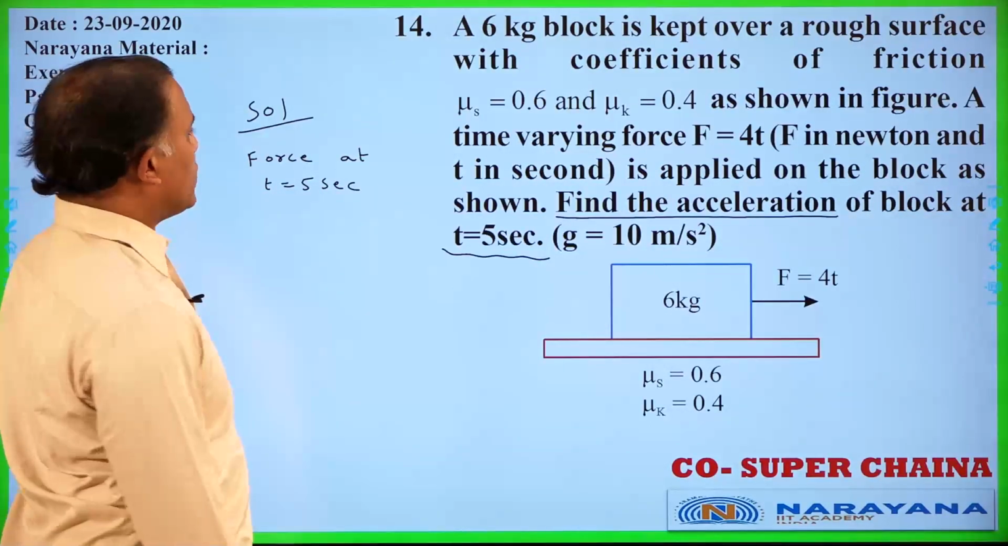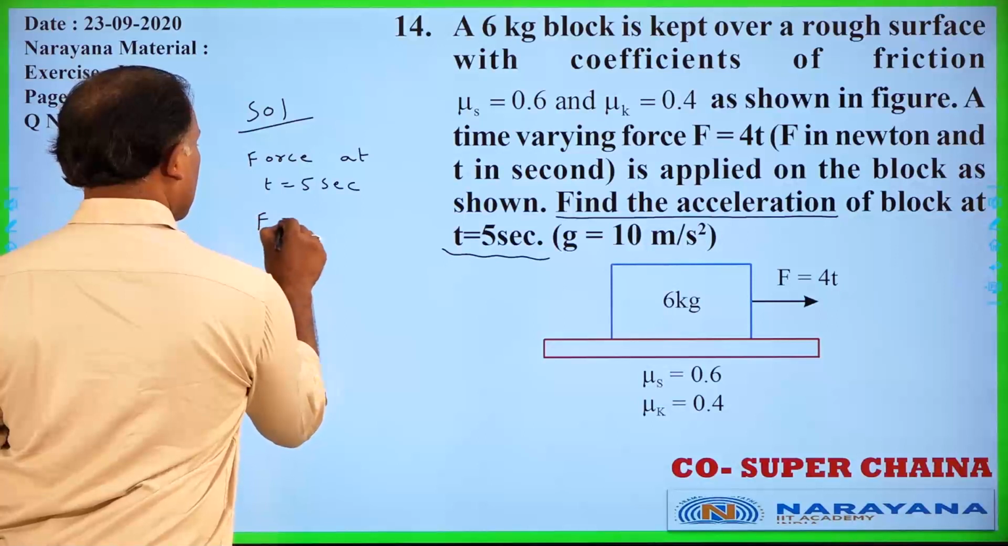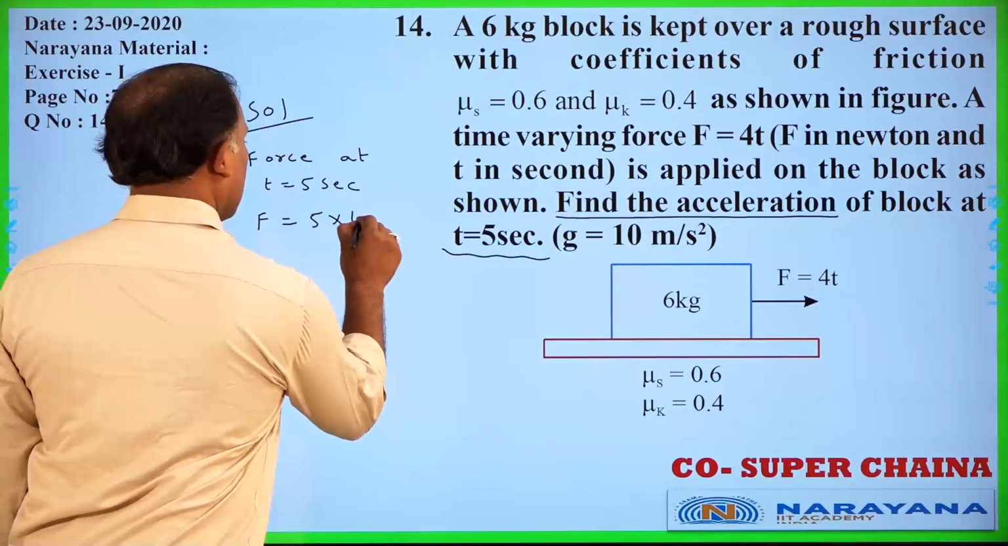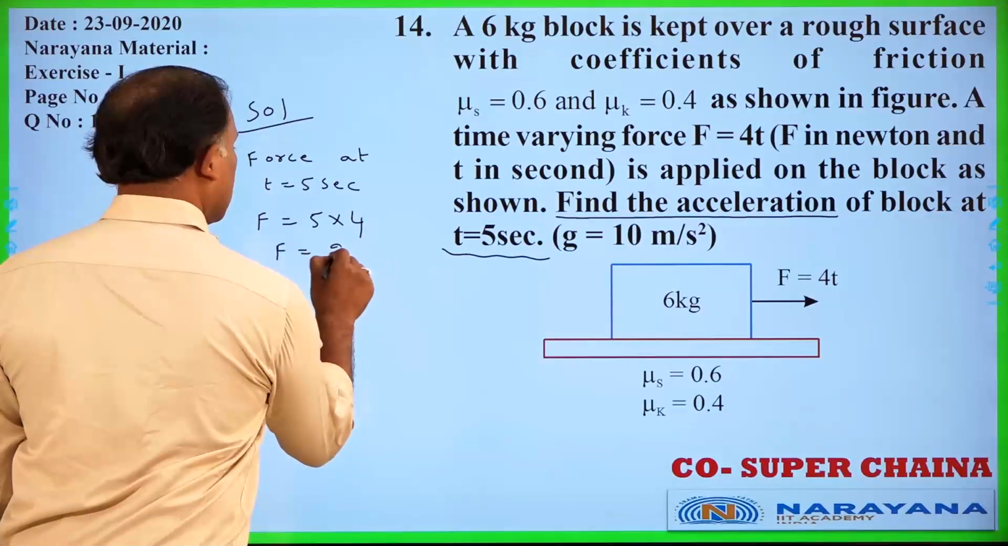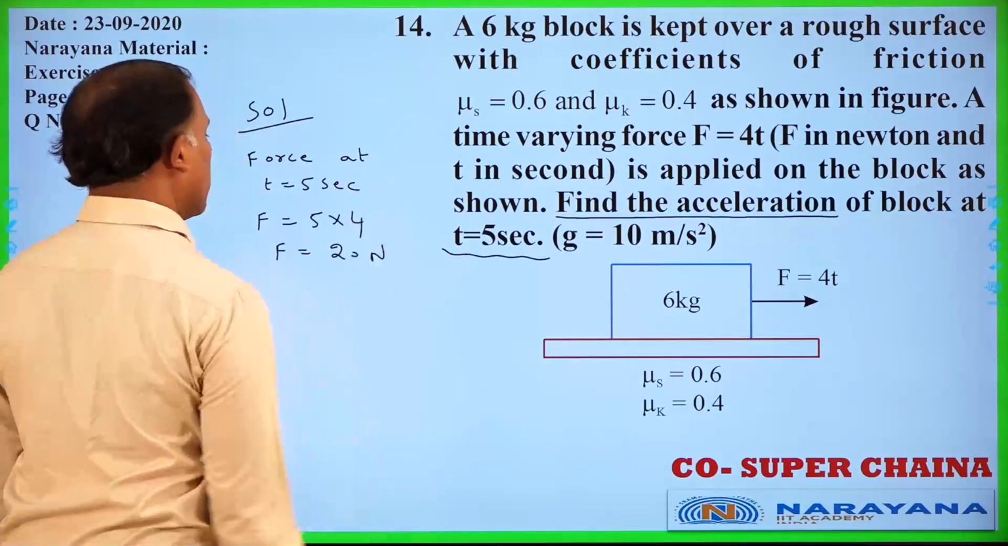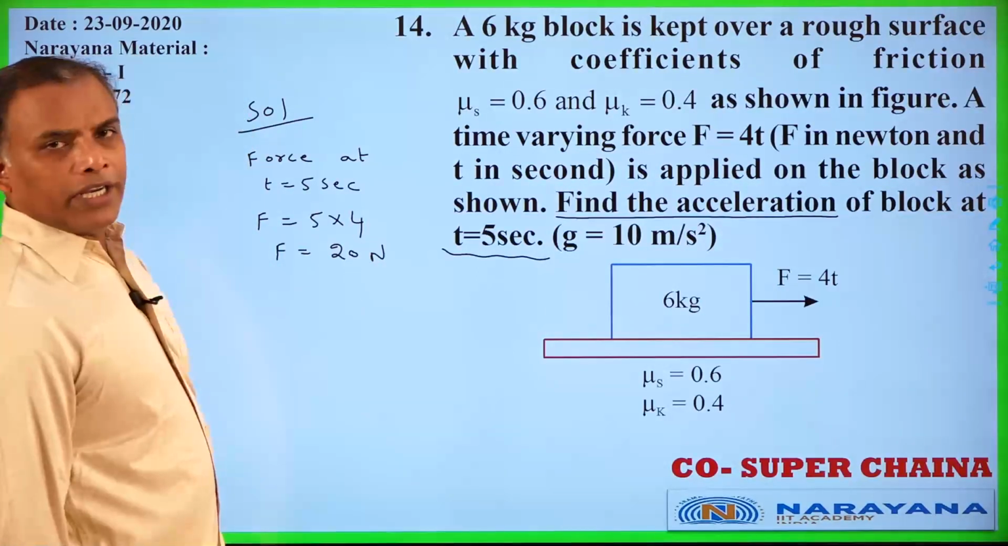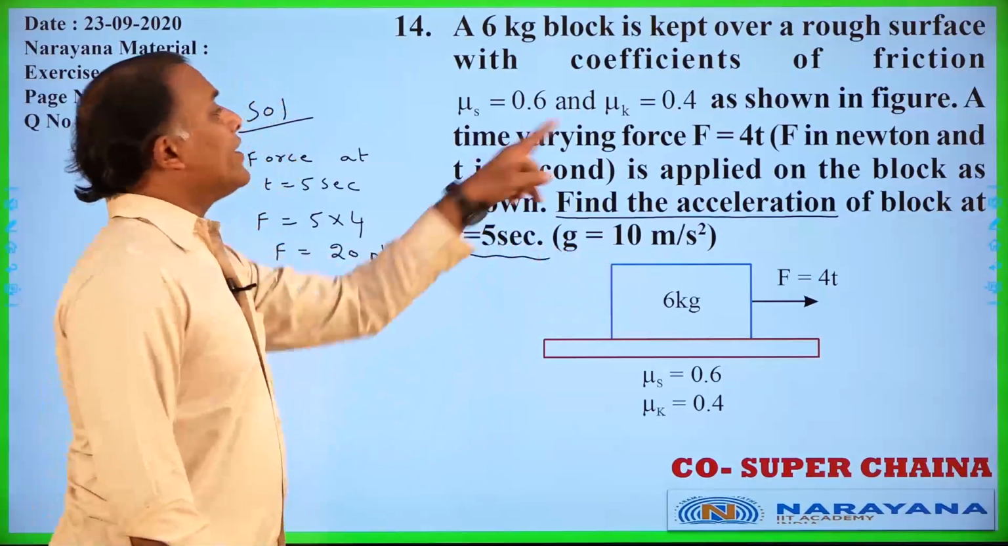Force at t equal to 5 seconds. F is equal to 5 into 4. So F is equal to 20 Newton. That is the applied force at t equal to 5 seconds.